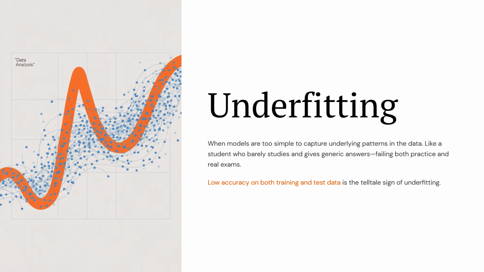Underfitting happens when a model is too simple to capture the real patterns in the data. It's like a student who barely studies and gives generic answers, failing both practice and real exams. The telltale sign of underfitting is low accuracy, not just on test data, but also on training data. In short, the model has not learned enough to make sense of the data.